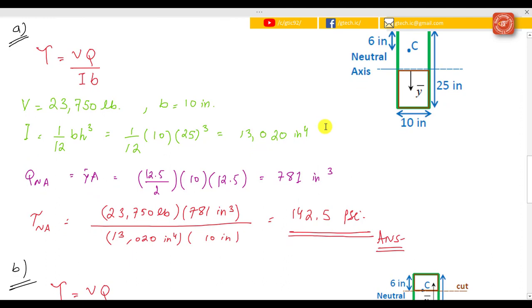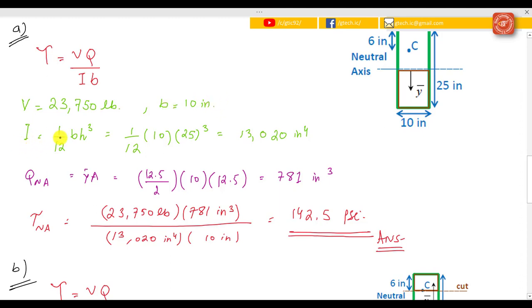In part A, we have to find the shear stress at the neutral axis. This is the expression for the shear stress: tau is equal to V times Q over I times b. We derived this expression in a previous video. So substitute all the terms one by one. For V, the shear force is 23,750 pounds. b is the width that is given, that is 10 inches.